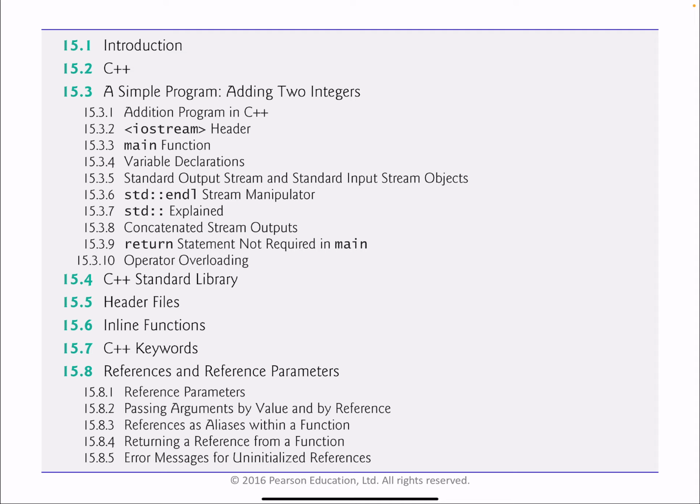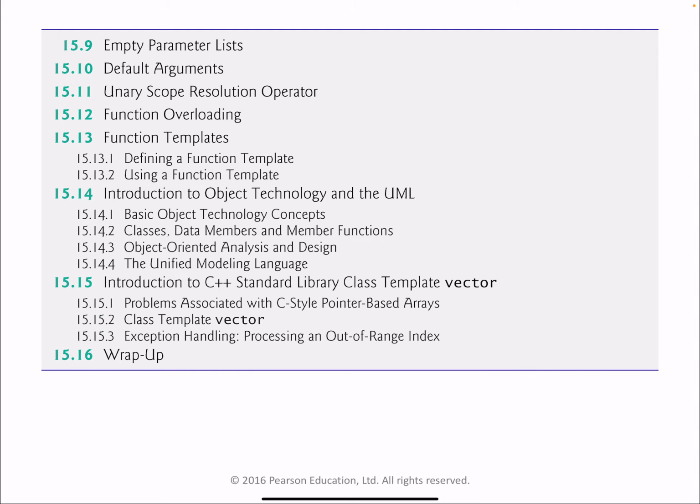Some of the material early on in Chapter 15 is related to stream I/O, and you already know some of that. The use of cin and cout streams, using endl to end a line instead of \n when dealing with streams. Some of this we covered very early on when we were covering C. Those were actually topics that belong to C++.